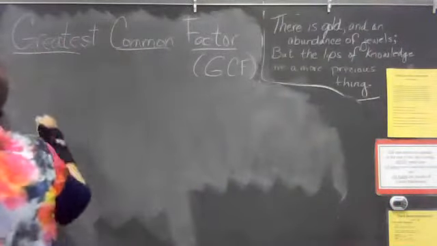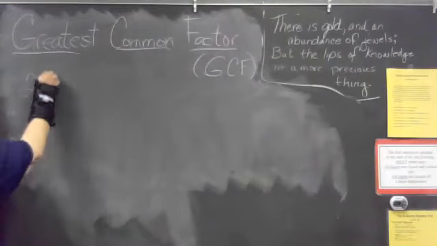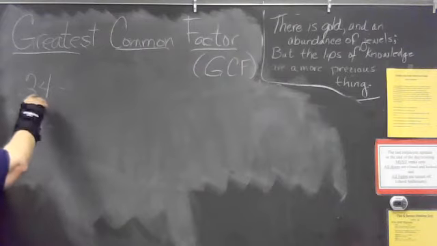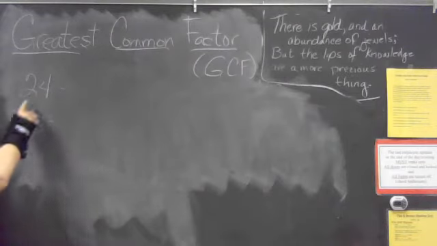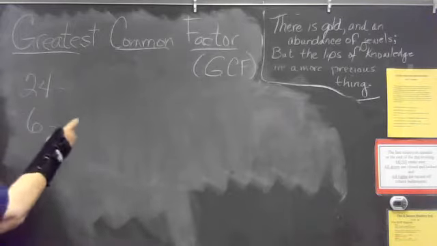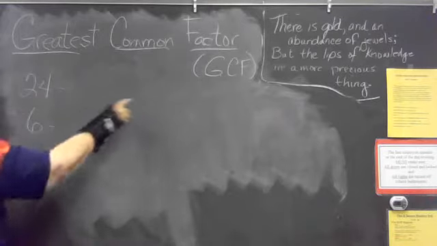Okay, 24 and 6, and they want the greatest common factor. So on this worksheet, they're going to want all of the factors of 24. So I like to start at 1, then go 2, 3, 4, until I see a repeat.